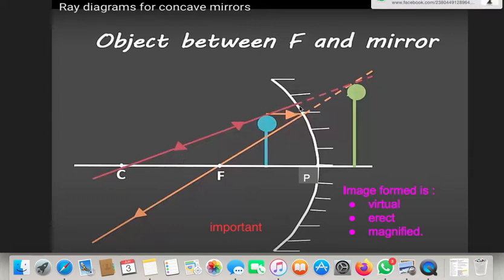Let us produce now these two, because I know they are not actually meeting at a point. You can see the two rays. There is a gap in between. They are not meeting at a point. So to get the image here, we need to produce the two rays at the back, and the point where the two intersect, the two meet, that is the point where the image is formed. So why is it important? Again, I'm repeating because this is the only case of concave mirror ray diagram where the image formed is virtual, erect, magnified. The rest of the cases, the image formed is real and inverted.